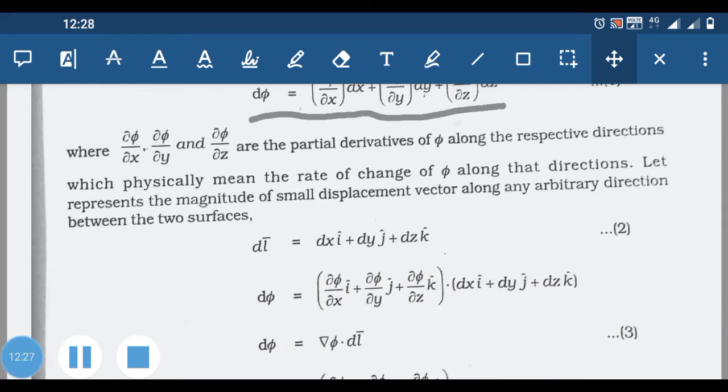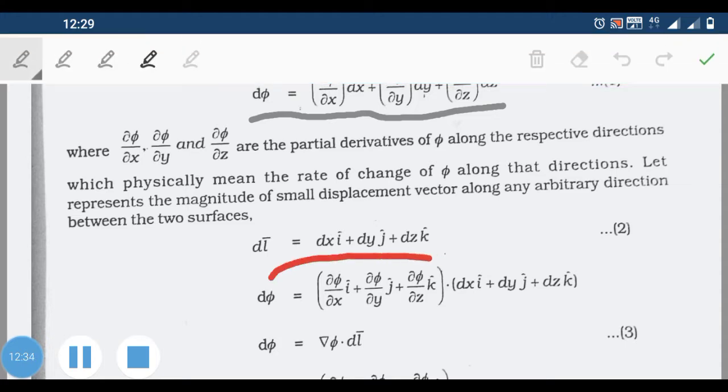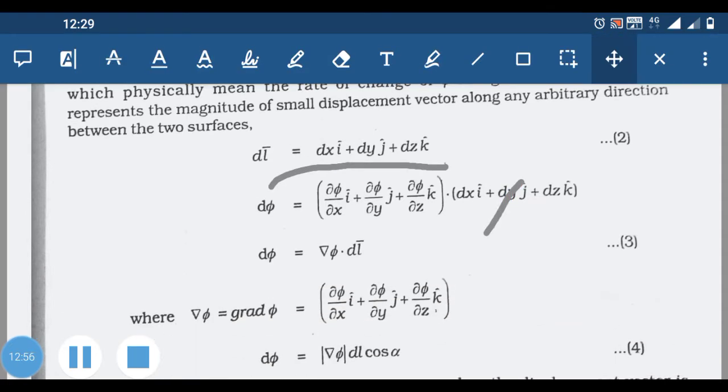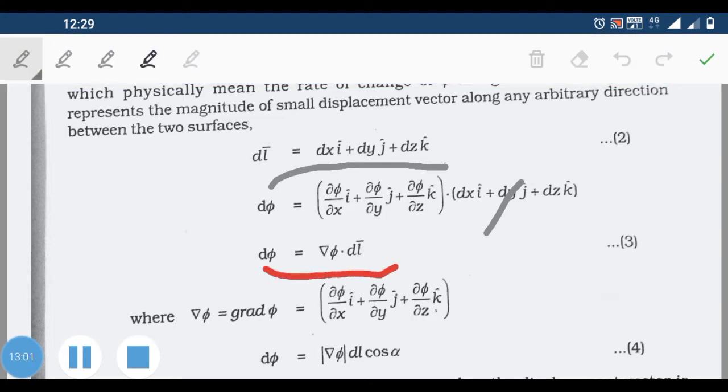Then this dl, the usual length vector, you can write like this: dl is equal to dx i plus dy j plus dz k. Then d phi I can write as dou phi by dou x into i plus dou phi by dou y into j plus dou phi by dou z into k, dot dx i plus dy j plus dz k. So the first part you can represent as grad phi, then dot, the second part you can represent as dl. So d phi is equal to grad phi dot dl.